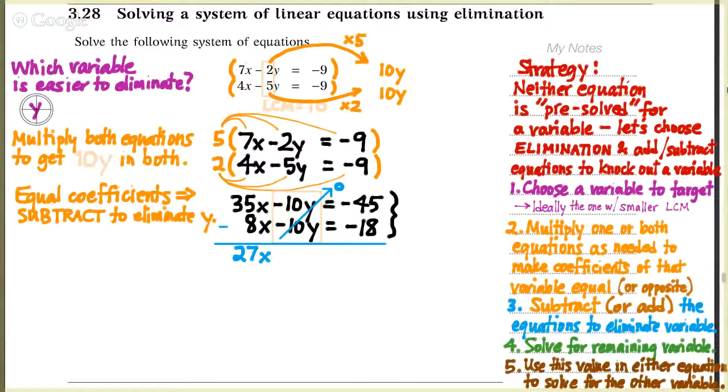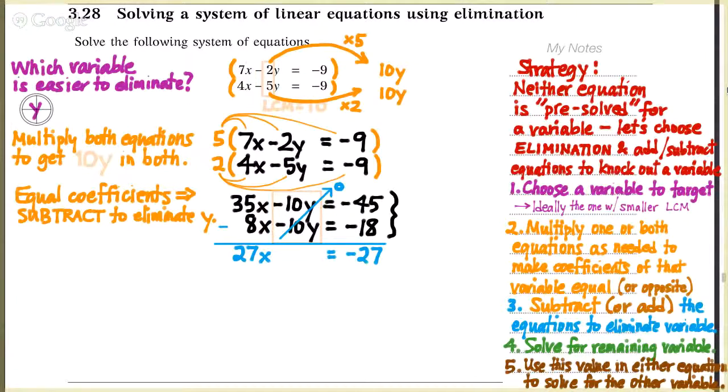That was the entire point of this enterprise, was to get rid of the y's, and now we have 27x on the left-hand side. Then on the right-hand side, negative 45 minus negative 18 is the same as negative 45 plus 18. That's negative 27. So now we have this third equation, the one written in blue here, which no longer has a y in it, but only has x's. And that's awesome. That's always what we want in a solution method for a system of linear equations. Get rid of one of the variables so that we can solve for the other one.